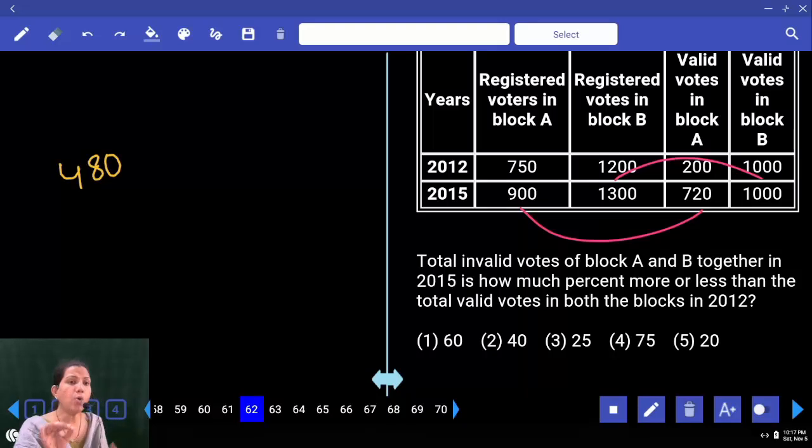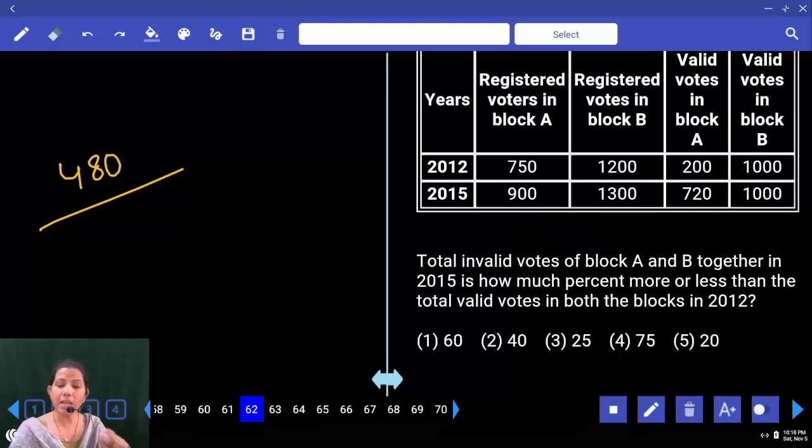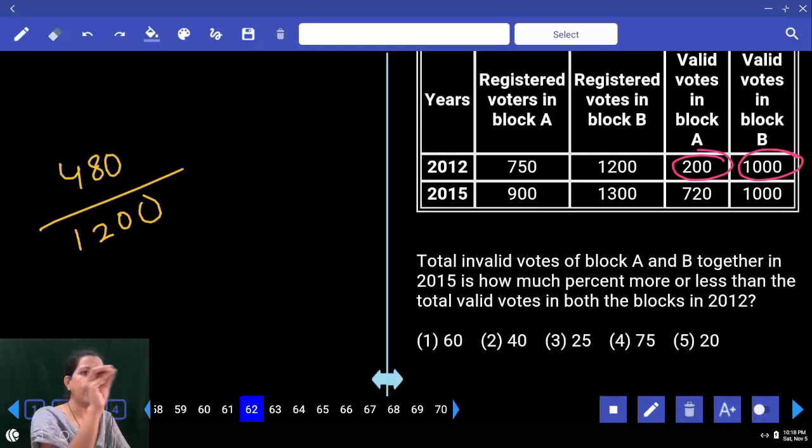480 is how much percent more or less than the total valid votes in both the blocks in 2012. 2012లో valid votes గురించి మాట్లాడుతున్నాం. So it is 200 plus 1000, that is 1200. Directly we conclude that 480 is what percentage of 1200? What is your question? Percentage or percentage more or less? Percentage more or less. నేనేం ఫైండ్ అవుట్ చేస్తున్నా అంటే వాట్ పర్సంటేజ్ ఆఫ్ కనుక్కుంటున్నా.